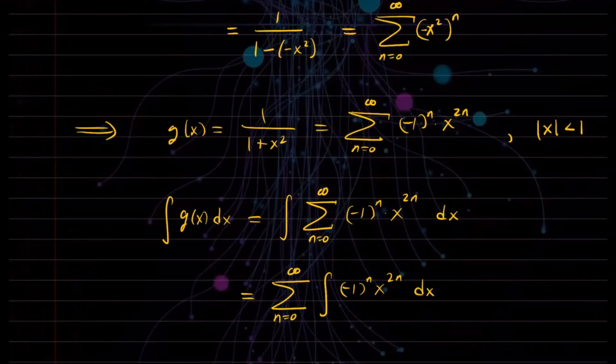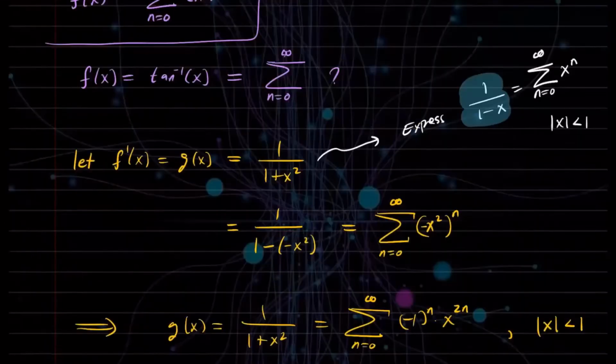All right, so let's proceed with the integration. We know this is our function f of x, because if you integrate g, which is f prime, you get f of x, which is tangent inverse.